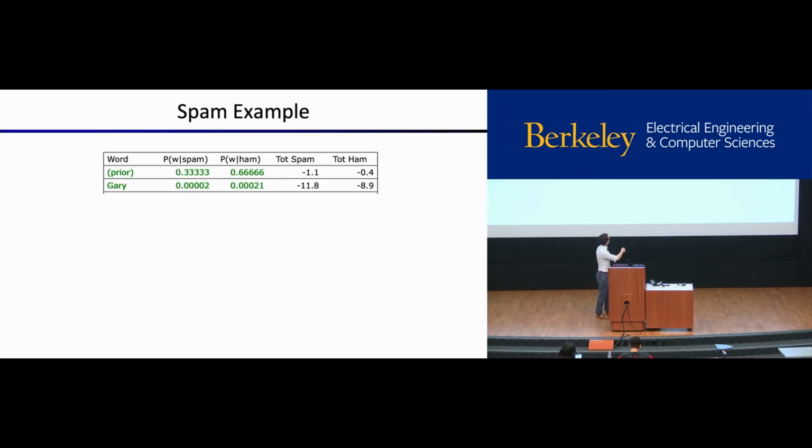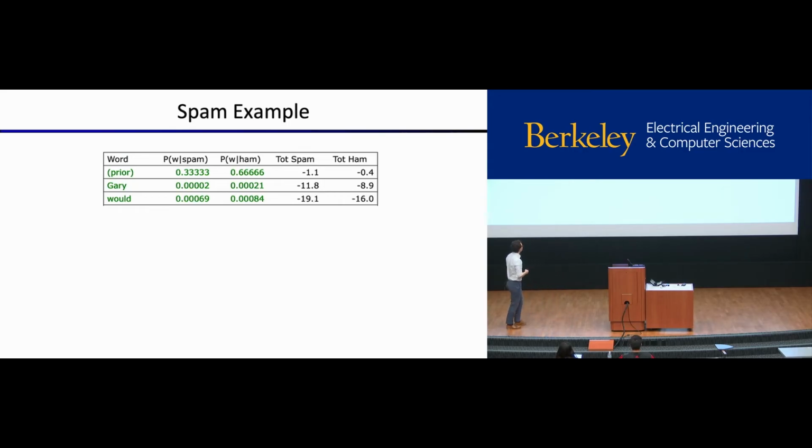So this column is going to have the total log probability, having already multiplied each of these conditionals by the prior and the other conditionals above it. So let's say another word comes in. "Gary would." Okay, what do we think? Is it spam? Is it ham? "Gary would."